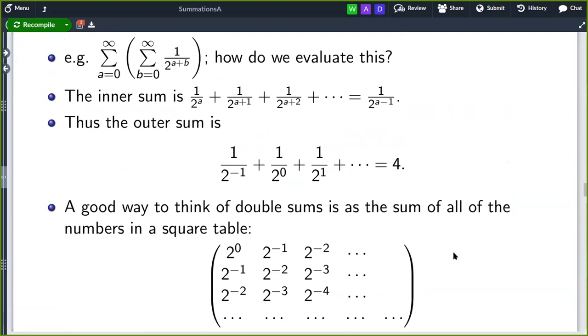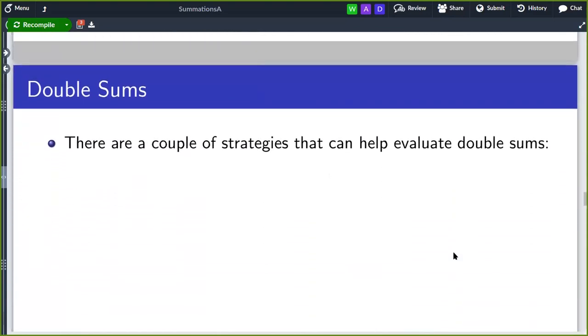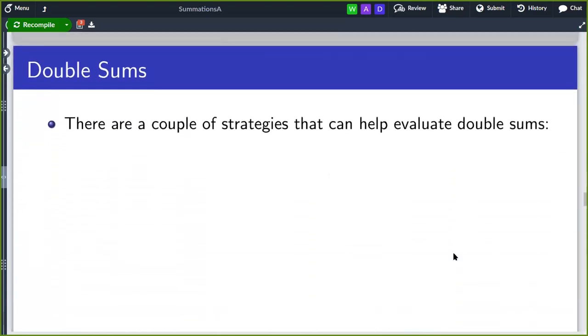Let's move on. So when evaluating double sums, there are a couple of things that we can do.